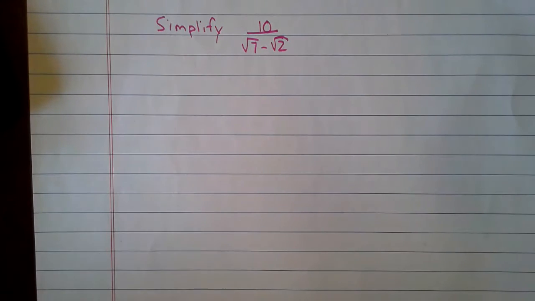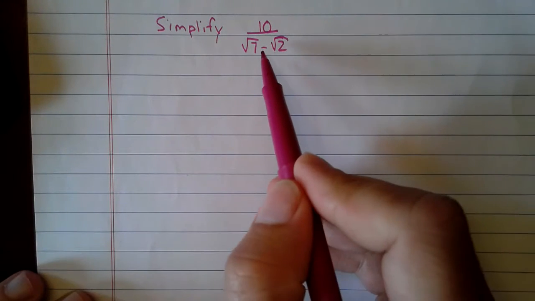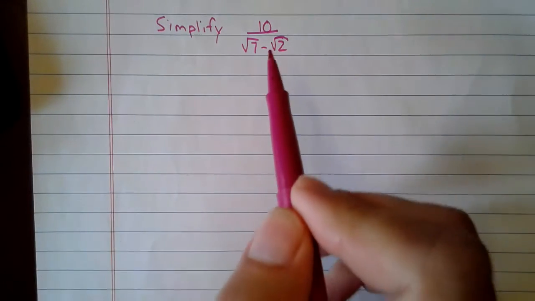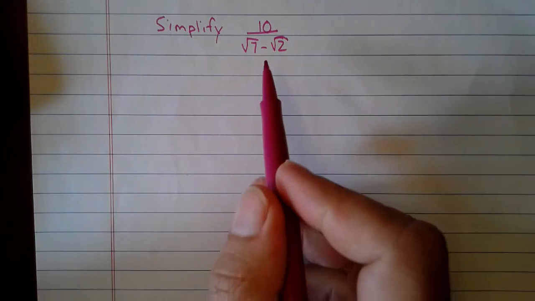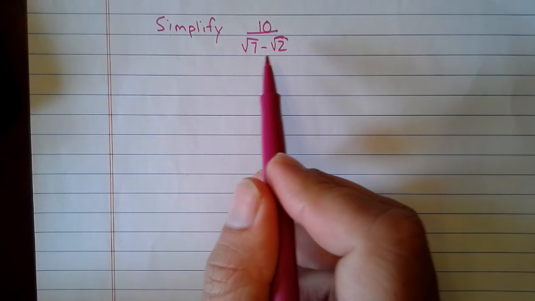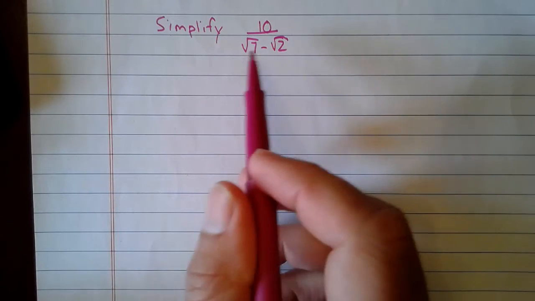So let's simplify 10 divided by root 7 minus root 2. What we previously talked about was the use of conjugates, and we can use conjugates to simplify these quotients whose denominator has a sum or difference of radicals. So what that means is we have a denominator of root 7 minus root 2. So what we can do is use the idea of the conjugate, which was an addition and subtraction combination of two numbers. In this case, they are radicals.